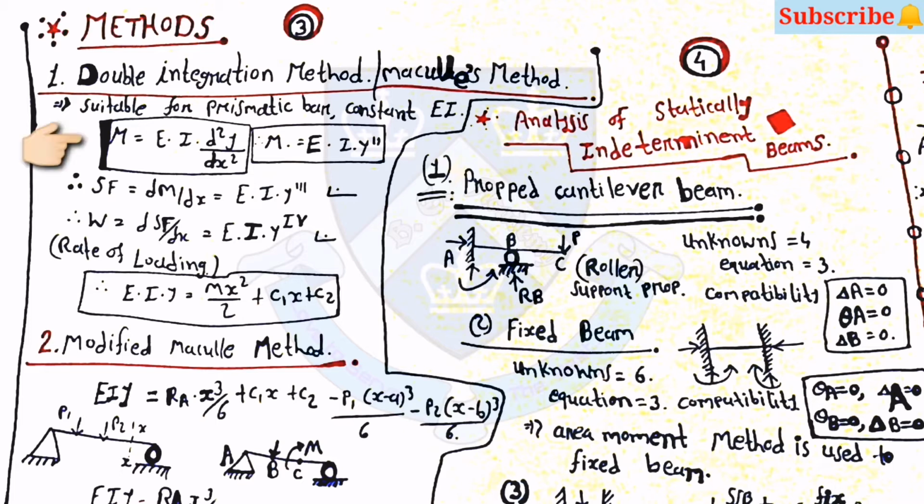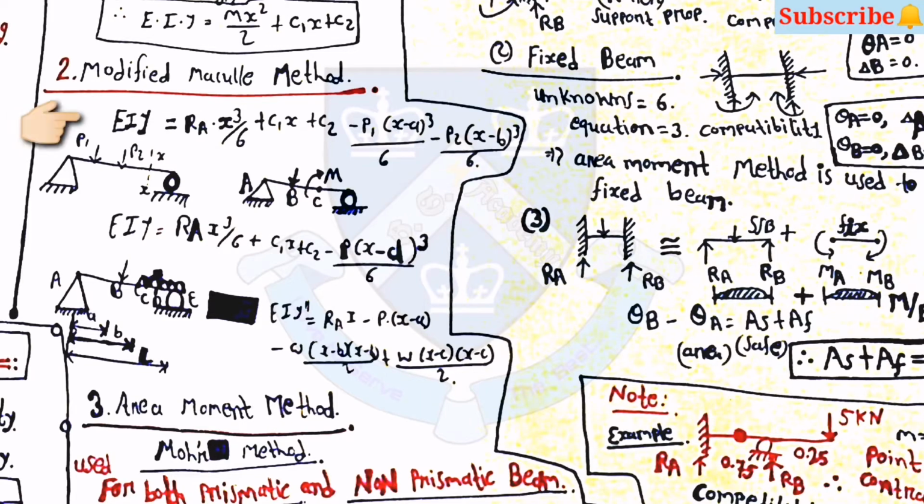The equation for this method is M is equal to E into I into d square y upon dx square. So you can say that M is equal to E into I into y double dash. Here the final equation will be E into I into y is equal to Mx square by 2 plus C1x plus C2.